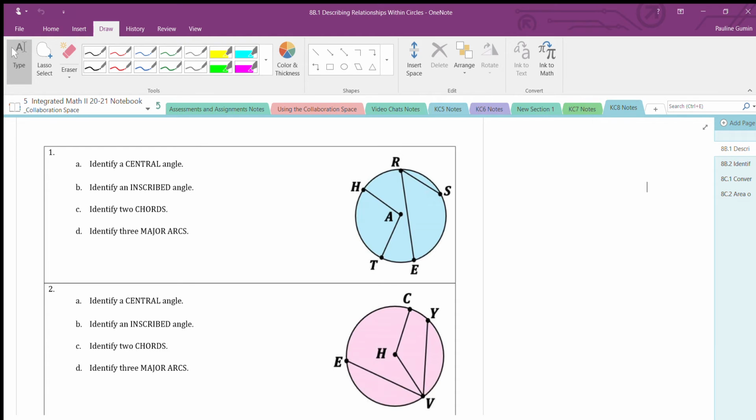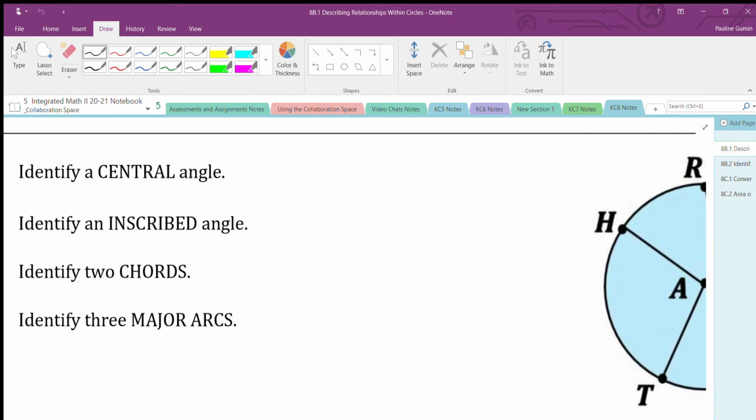Let's get started. Number 1, letter A, asks us to identify a central angle. Now, a central angle is an angle that is formed using the center of the circle. So check it out. Here we have angle HAT, which is a central angle. And I'm going to use proper notation, angle HAT.